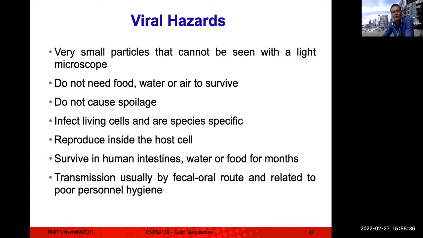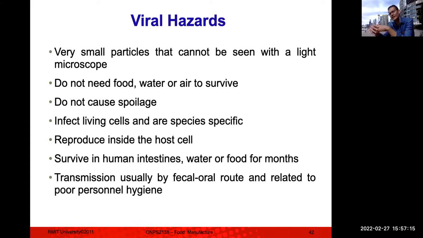So when they're not actually infecting a host, they're in an intermediate stage, if you want to put it that way, of not actually growing, not actually reproducing, and they're just basically surviving until they can find another host cell, their next host cell, where they can take over the metabolic machinery and make more progeny viruses. But they can survive in the human intestinal area, water or food, for months at a time.